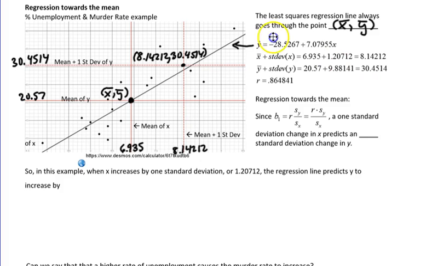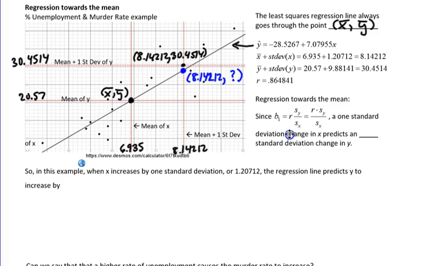But notice that point is not a point on the line. The point that's actually on the line is right here. The x value is the same, 8.14212, but what is the y value? So that's what we're going to be talking about. There's a concept called regression towards the mean, and basically what regression towards the mean says is that unless the correlation is perfectly 1 or -1, a one standard deviation increase in x only predicts less than a one standard deviation increase in y, or decrease, depending if it was slanted up or down.